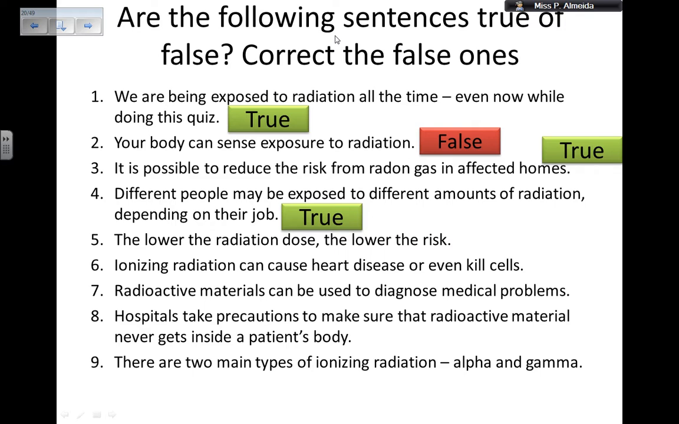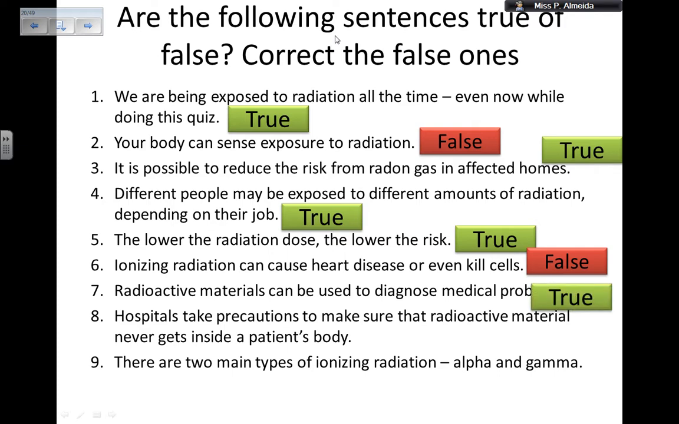The lower the radiation dose, the lower the risk. Now, this is true, but you need to be careful with that, because sometimes it has to do with the radiation that you get, okay? Ionizing radiation can cause heart disease or even kill cells. Now, ionizing radiation can kill cells, but does not cause heart disease, so that's why it's half true, so it's false. Radioactive materials can be used to diagnose medical problems.